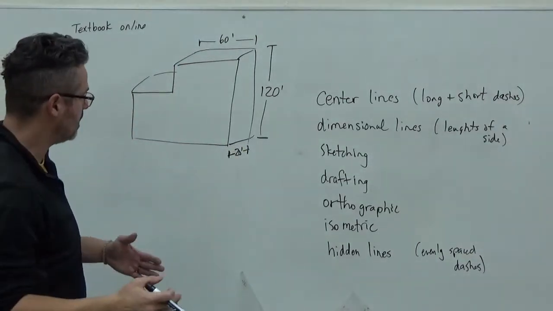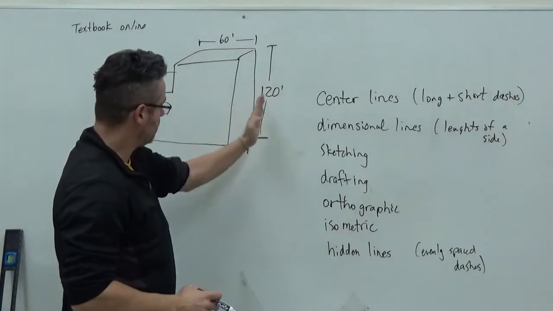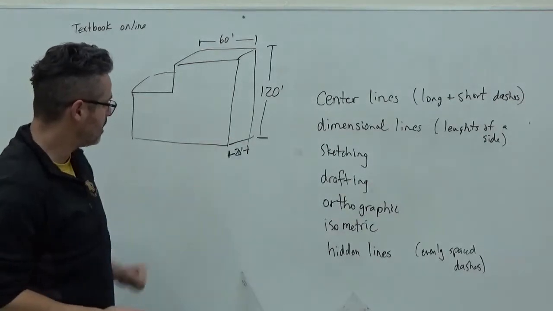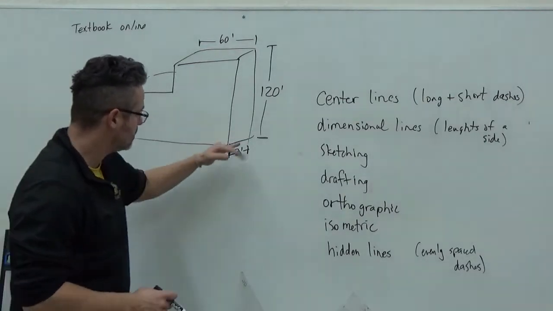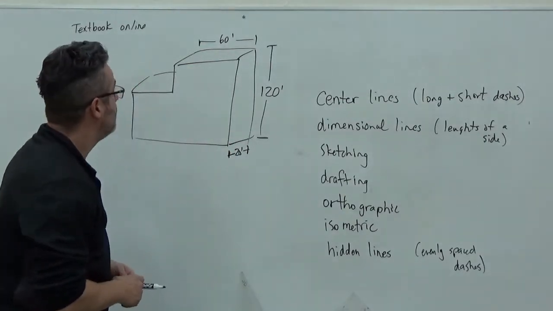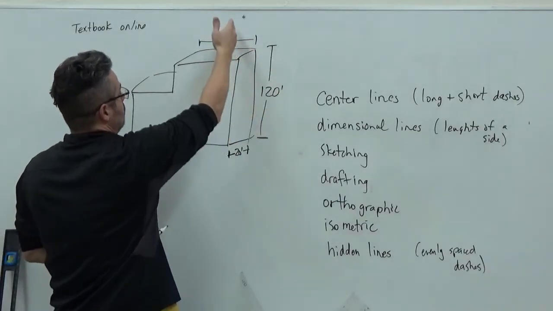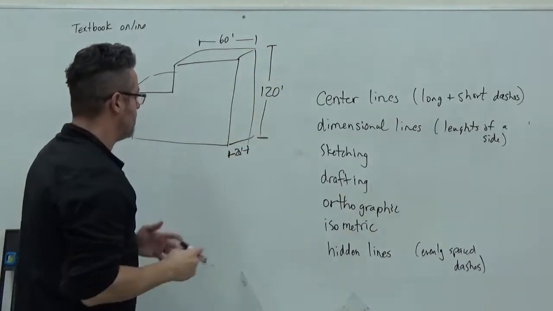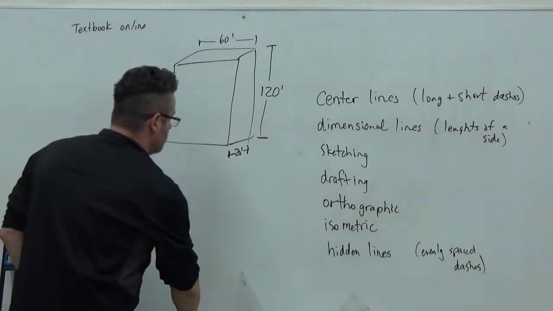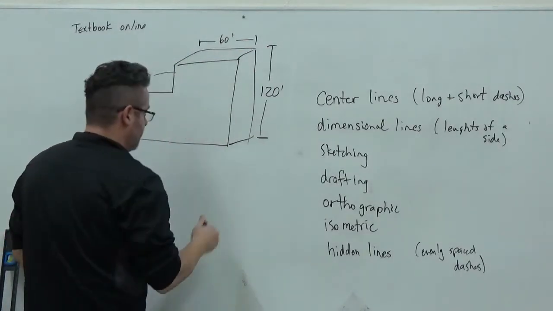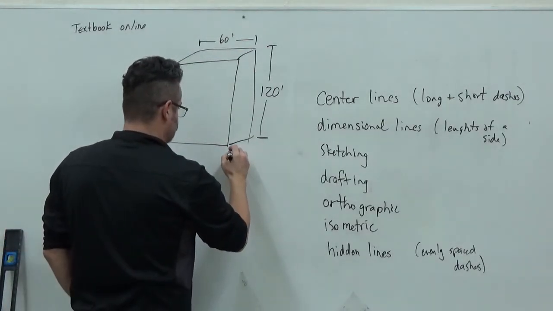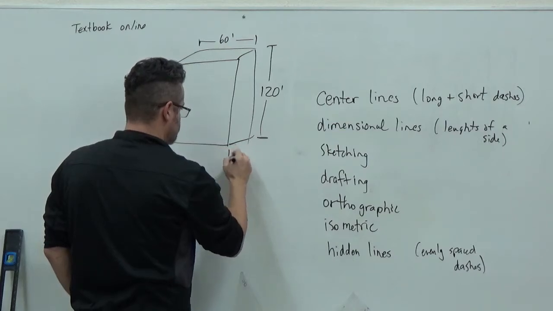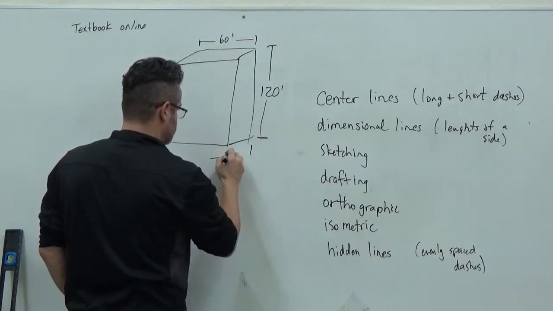A dimensional line is drawn parallel to the side that it represents, to the length of the side that it represents, and the number will always be placed on the inside of the line unless it's too small. So if I didn't think I could neatly and accurately write this, sometimes you'll see a line like this.